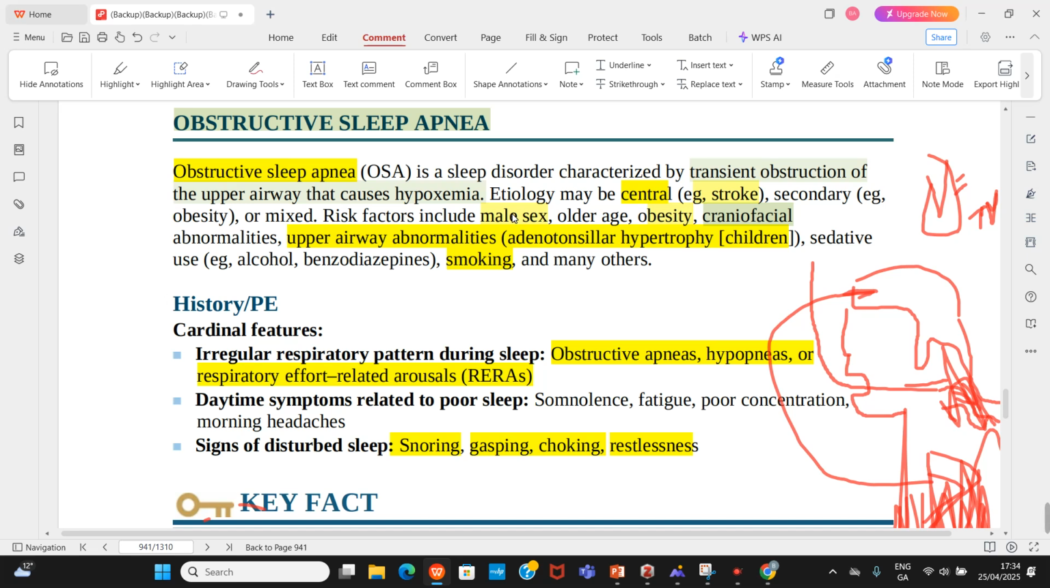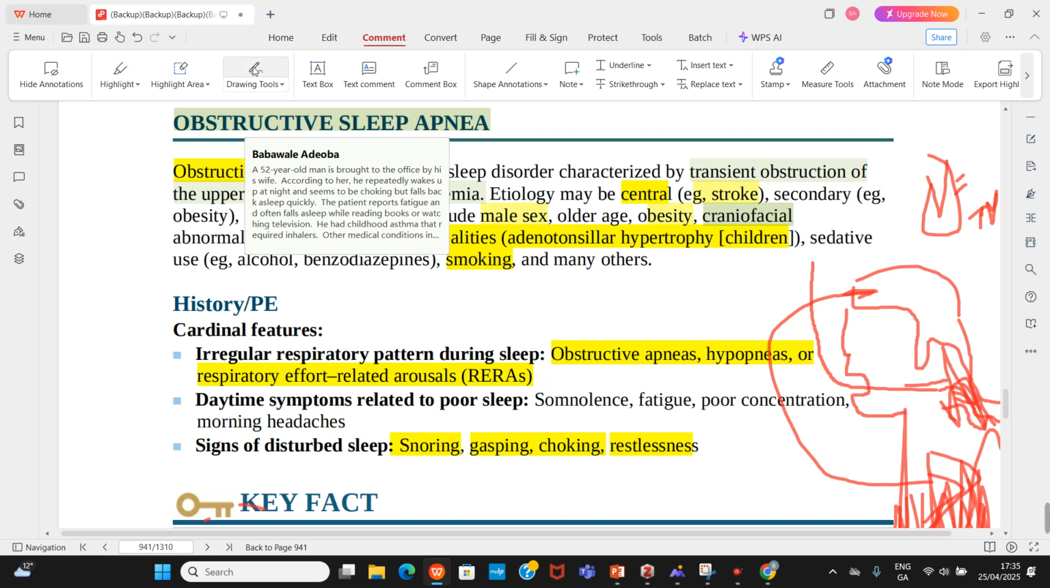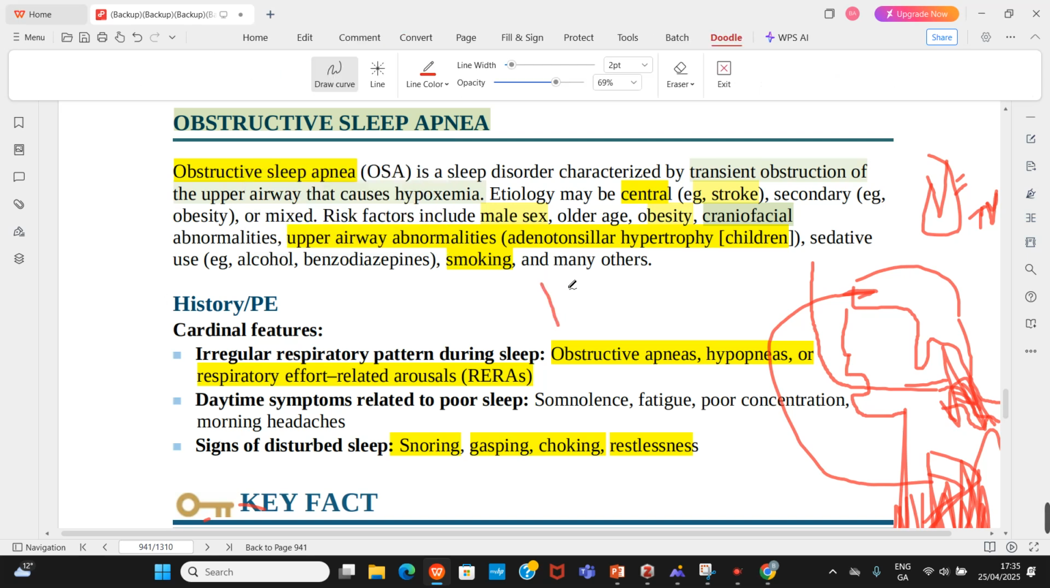Etiology can be categorized into central or secondary. Central is coming from the CNS, for example stroke. So there's a problem in the brain that prevents the body from being able to control the airway. Ideally, the brain sends signals to control the airway, to relax the muscle. The way it works is that for you to keep the airway open, all the pharyngeal muscles that are here, that are in the... Sorry, I'm not very good with drawing all these things.